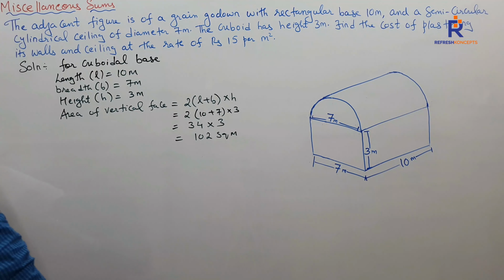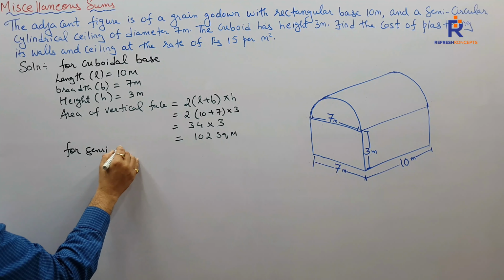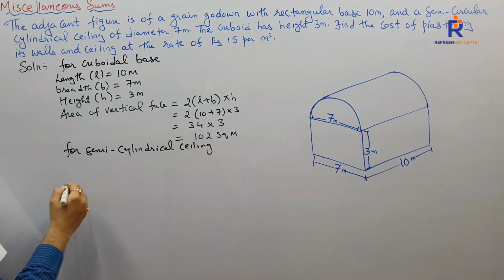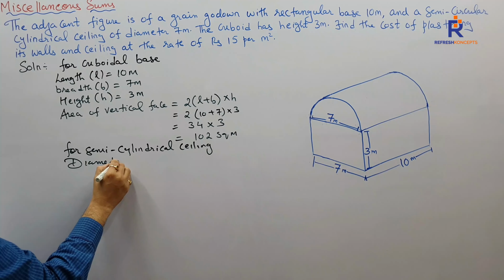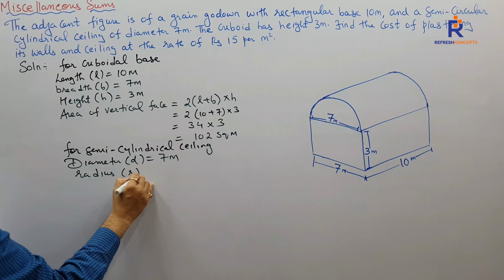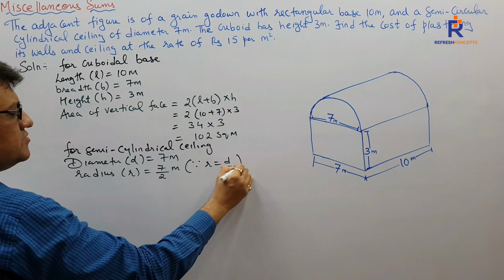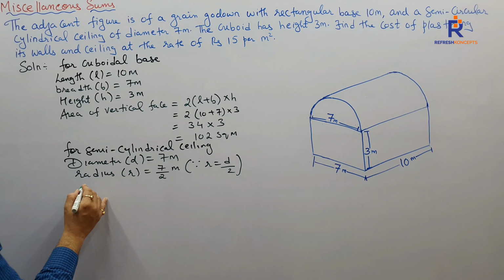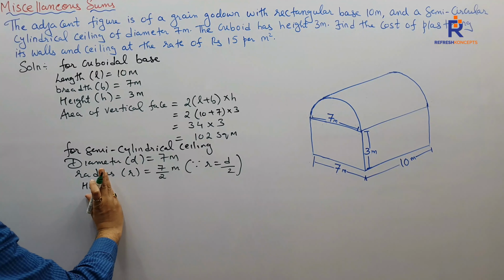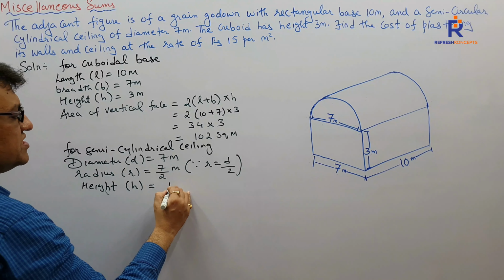So now we come to the semi-cylindrical ceiling. What is the diameter? Diameter given to us is 7 meter. What is the radius then? The radius R is 7 by 2 meter, since radius is diameter by 2. What next? Next is my height, the height of that portion. It is nothing but my L only, but still I'll write down H, which is 10 meter.